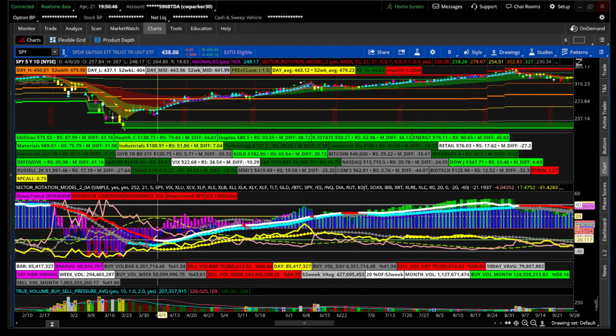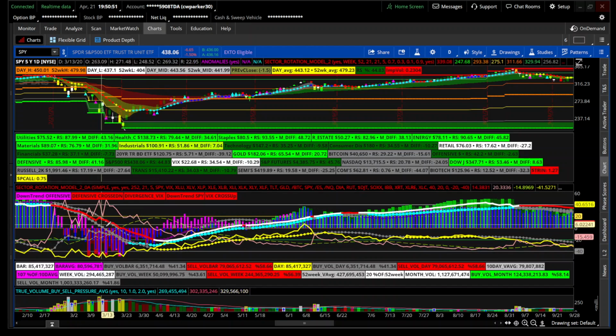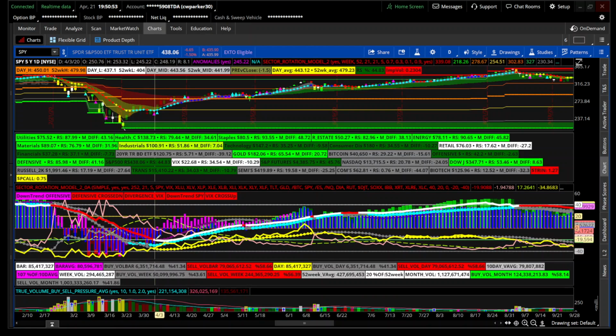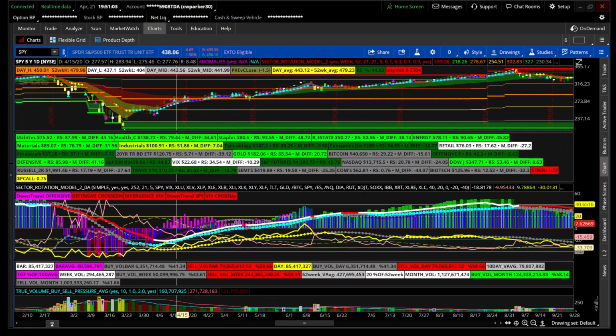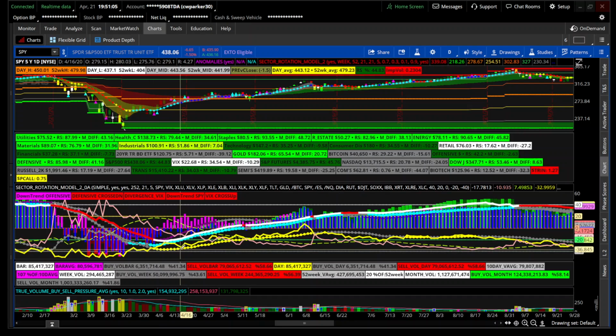But you can see how it made its recovery as well. When it was red, the S&P 500 was below its average. And when it's white, the S&P 500 was above its average, and it continued to rise as well. And you can just see this overall rise in all the indices. The one that's really lagging was the energy.